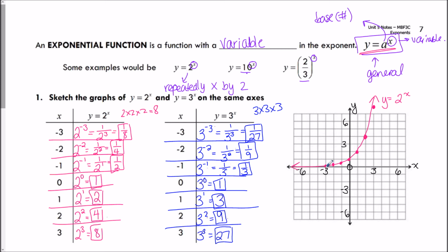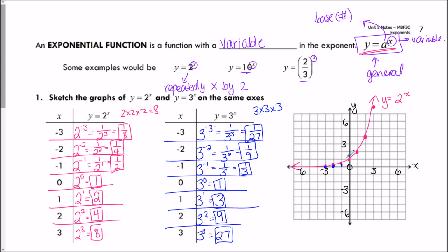So -3 is going to be plotted at 1 over 27, which is even smaller than this 1 over 8. Okay, so it's barely above the x-axis. -2 is at 1/9 right here. -1 is a third of the way through, so I'm going to go a third of the way through right here.